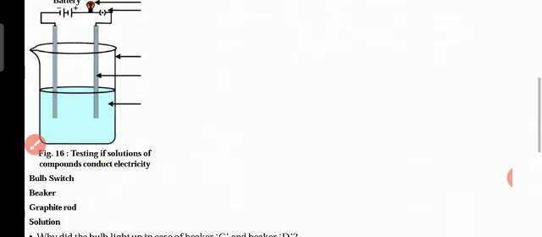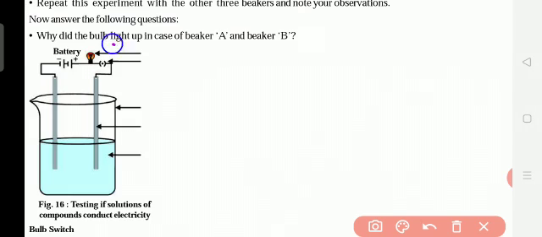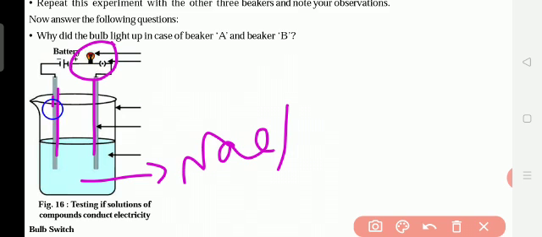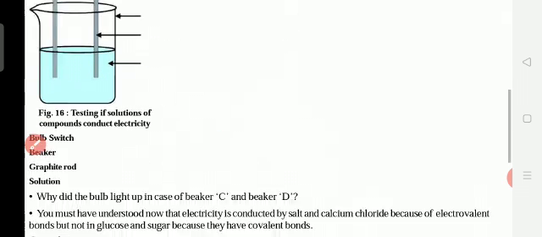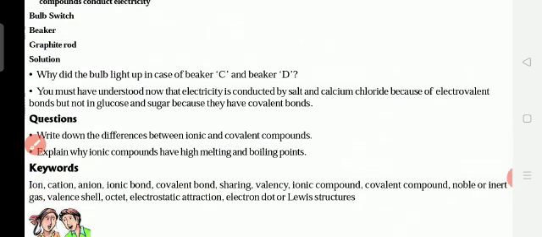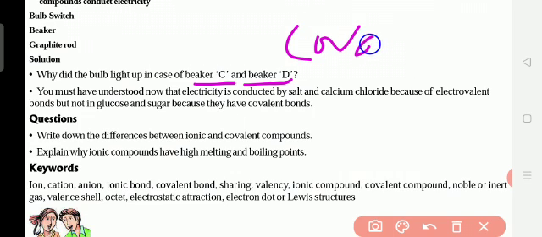Now we are trying with this one. Now you see the bulb is glowing. This solution is what? Sodium chloride, graphite rod, and here the battery is there, bulb is there. Electricity is conducted, so the light is burning. Now in beaker C and beaker D, electricity will not flow because they are covalent compounds; they don't have ions, positive and negative charges. Why don't they have? Because they share the electrons to fill the octet. Ionic bond means they gain or lose electrons to fill the octet.